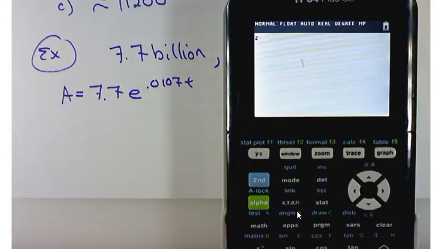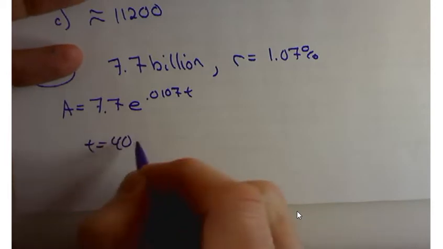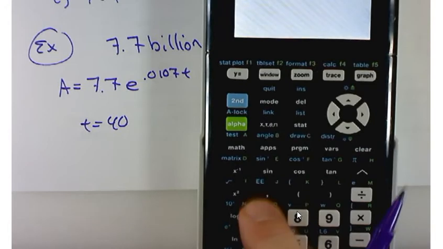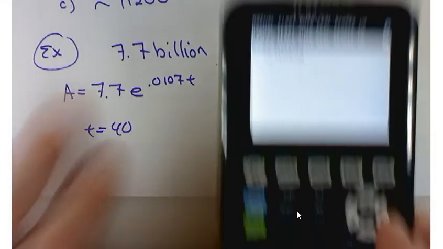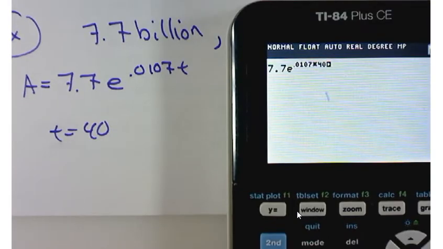What do you want? When you retire? Let's take a look at things 40 years from now, when you retire. So let's let t equal 40, or whatever number you want. You don't have to follow along, but let's just practice this. 7.7 e to the 0.0107 times 40. So in 40 years, wow, almost 12 billion people.